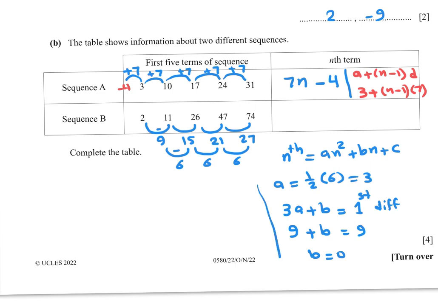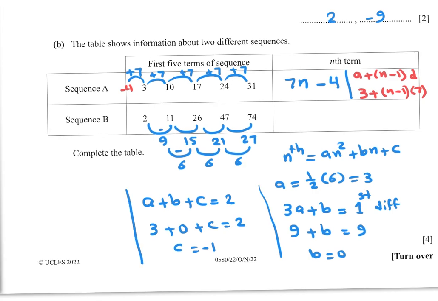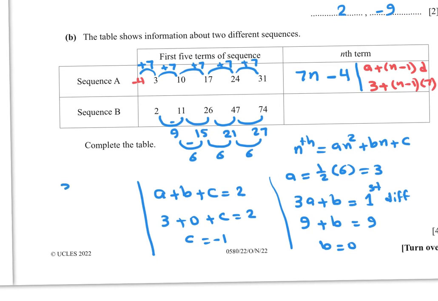The last equation, a plus b plus c equals the first term, which is 2. Now a equals 3, b equals 0, and c: 3 plus c equals 2, so c equals negative 1. Now we can deduce the nth term: 3n squared, b equals 0 so 0 times n equals 0, and c is negative 1, so 3n squared minus 1. So the nth term is 3n squared minus 1.